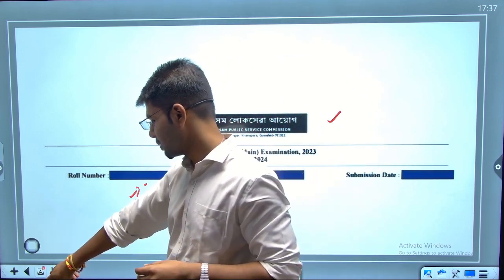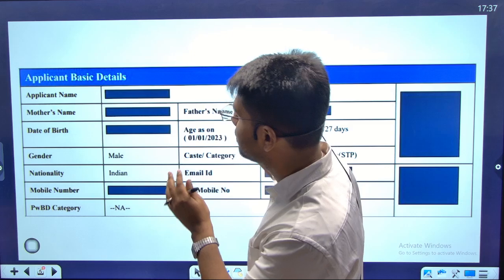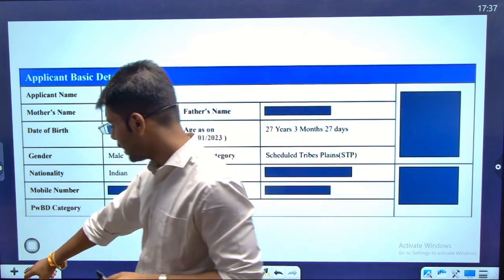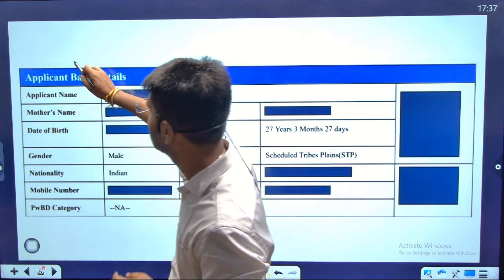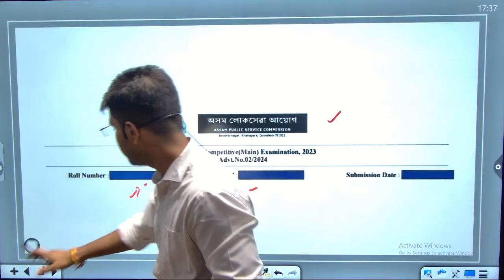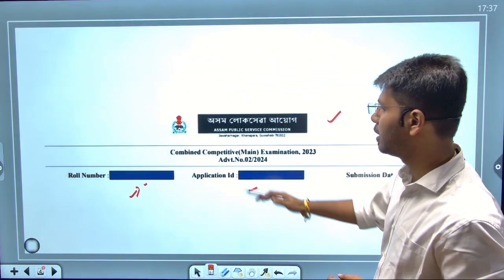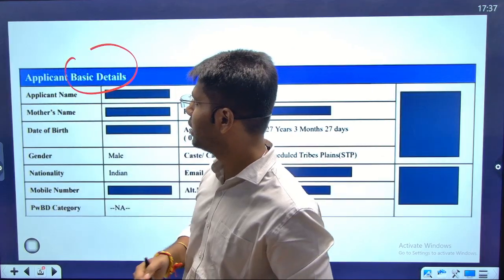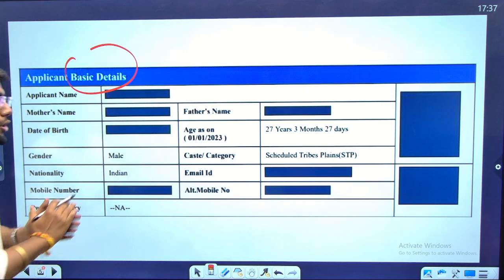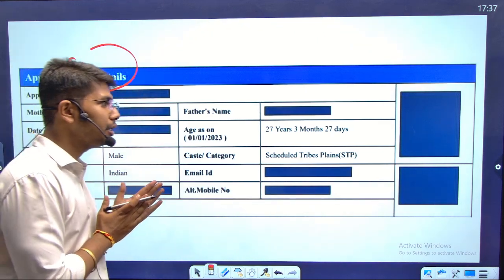So try remembering it. The next segment is what I call the basic detail segment, because APSC itself mentions it as the basic details. Right below the combined competitive main examination heading, you will find this segment, applicant basic details. Now, what all areas can you be asked on?